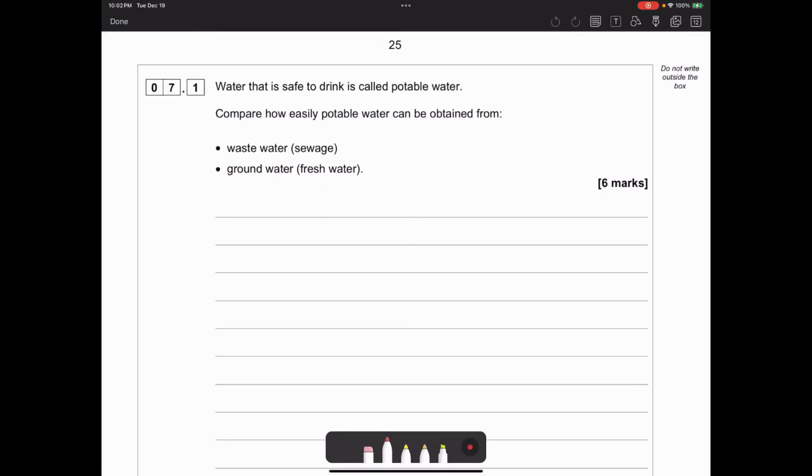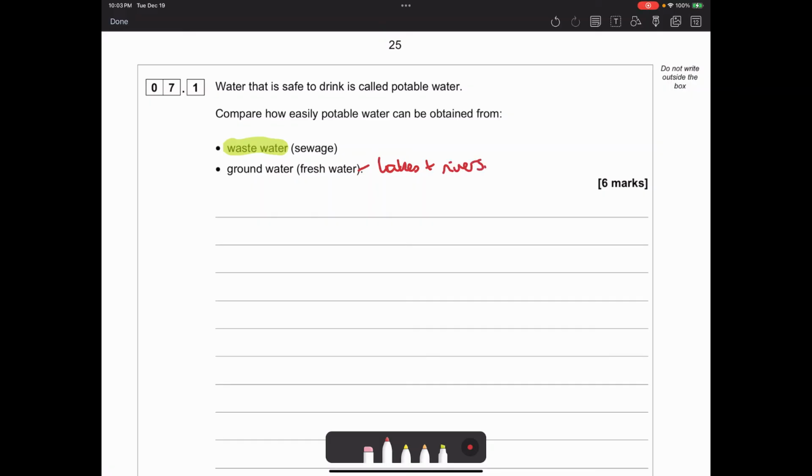Okay, question 7 then. Last question on the paper. Water that is safe to drink is called potable water. Compare how easily potable water can be obtained from wastewater and then groundwater. Now, wastewater is your sewage, groundwater is your fresh water in like lakes and rivers.